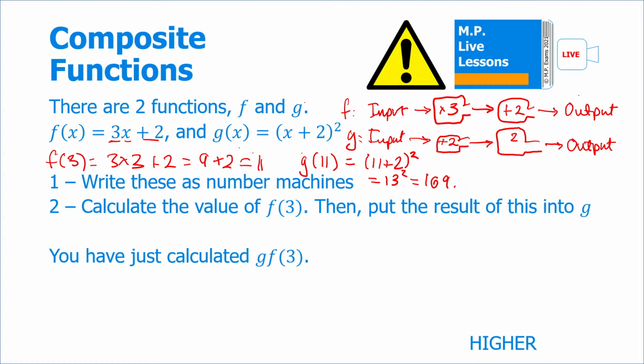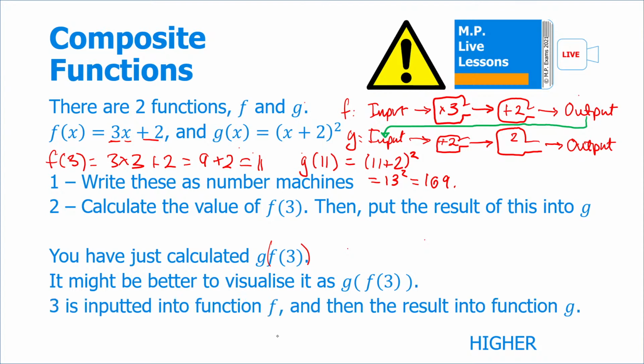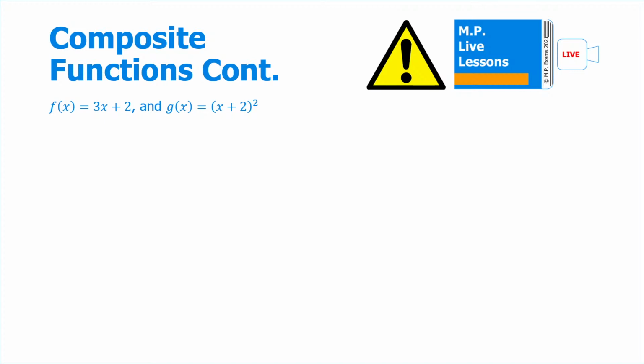So it's best if we put brackets around it like this. We first input 3 into the function f, and then, if I put this in a green pen, we put this result into the function g. So it goes through one machine and into another. This is what a composite function is. So we have another example here. Let's say we've got f of g of 2 and then g of f of x.